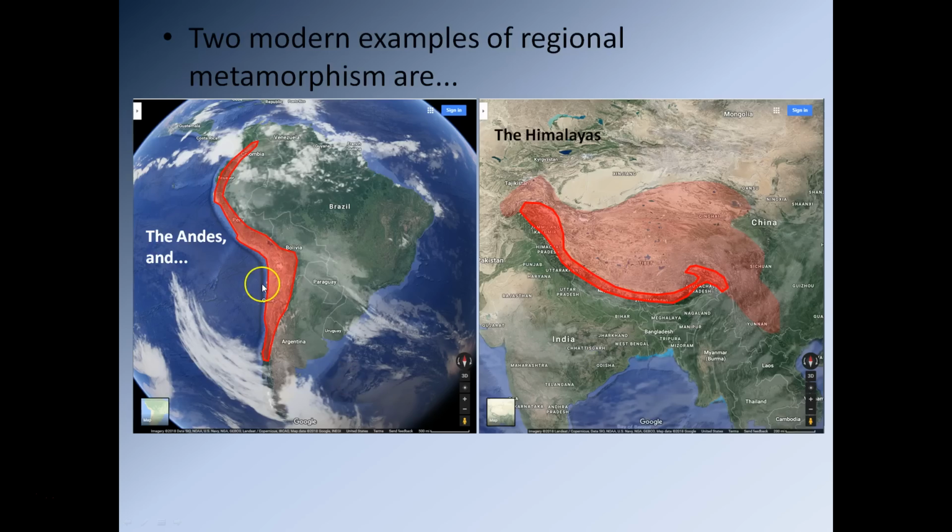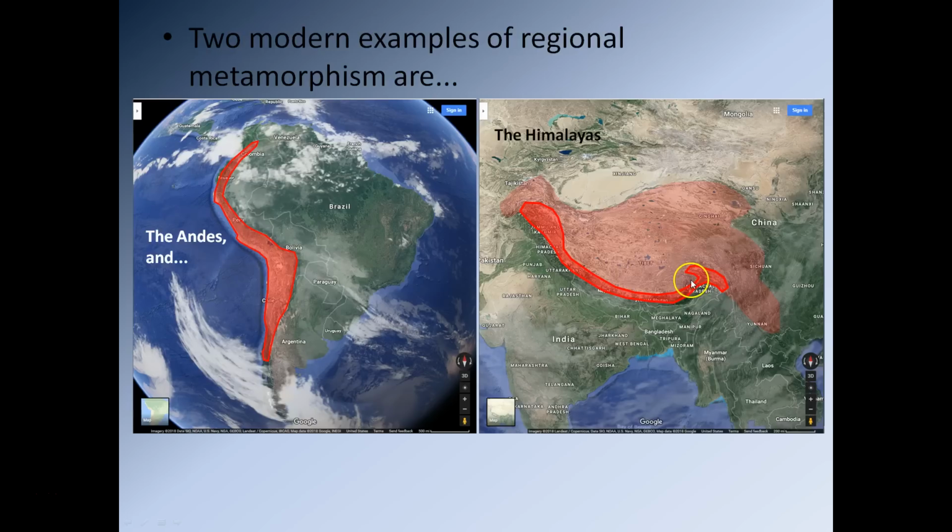So here we have a couple of examples of regional metamorphism. We have the Andes, and this is actually the Himalayas here, marked out in the dark red, but this is also the plateau behind the Himalayas. So this gives you some idea of the size of the areas of land that can be affected by regional metamorphism.